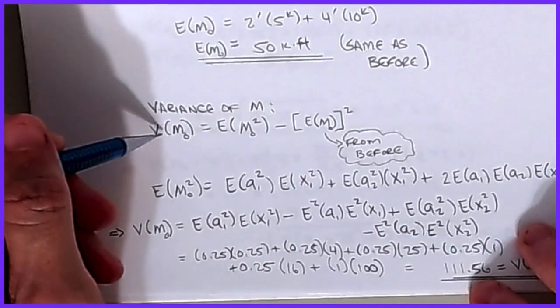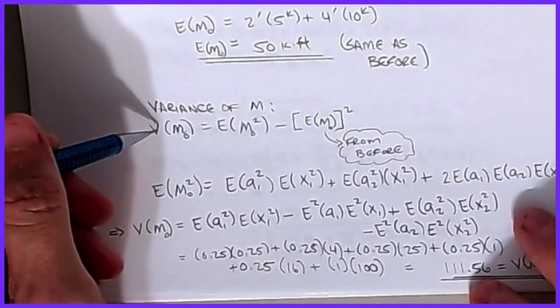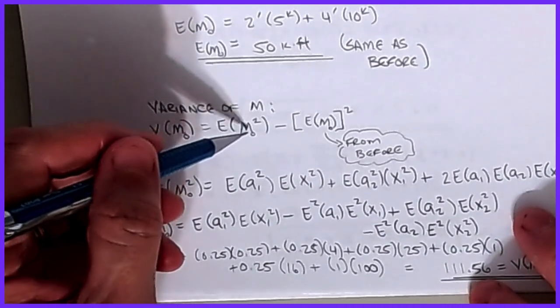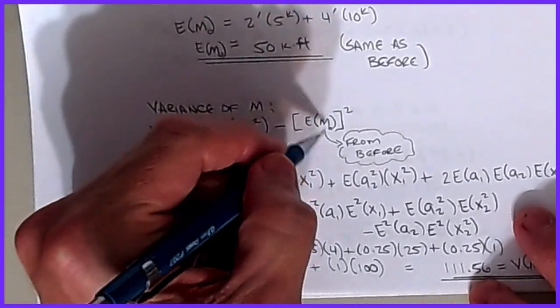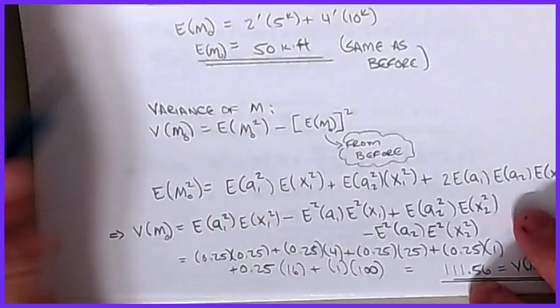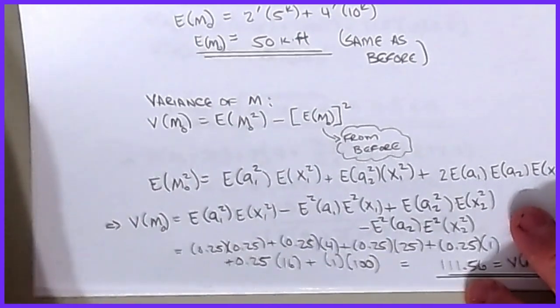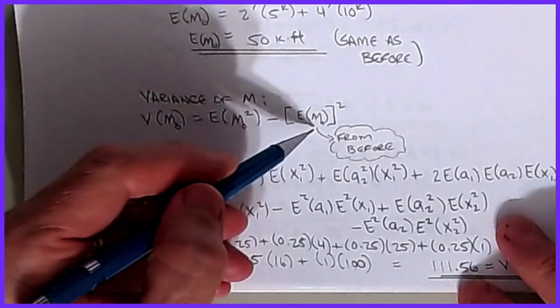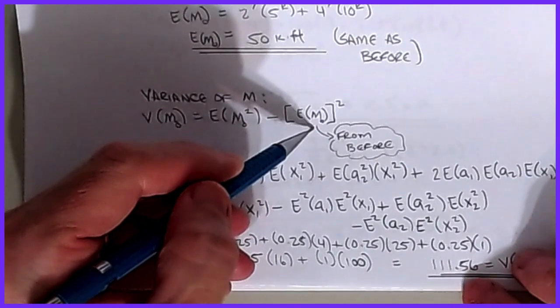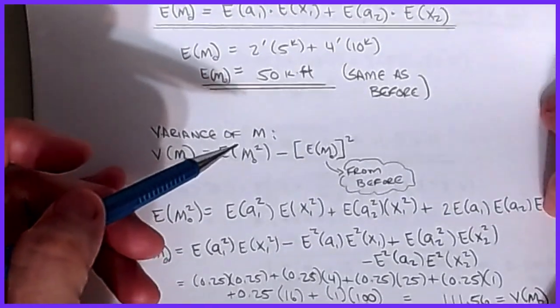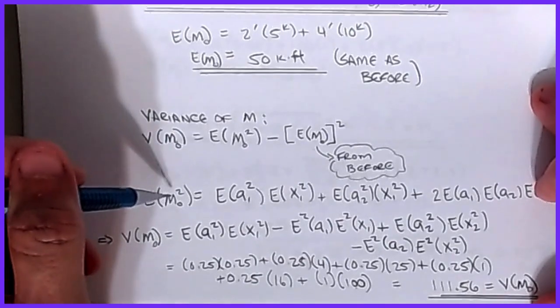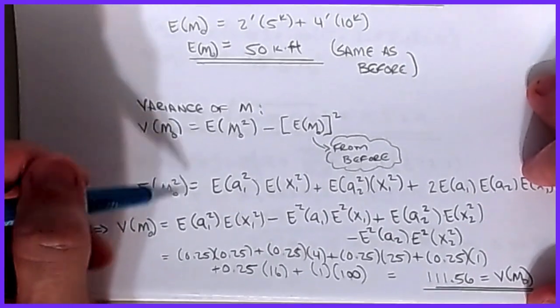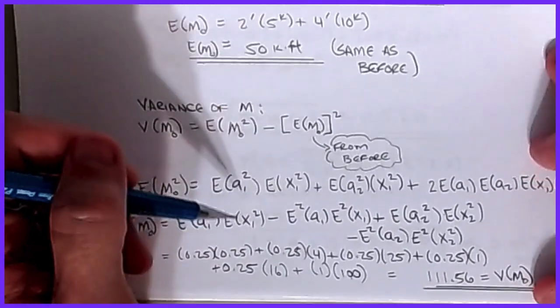If you remember, for the variance of a random variable, we take the expected value of my random variable squared minus the expected value of my random variable, that whole quantity squared. That was our shortcut formula from before. So we've got the second term already, that was this 50 up here. And then for the expected value of m naught squared, all I'm doing is squaring the terms associated with this.